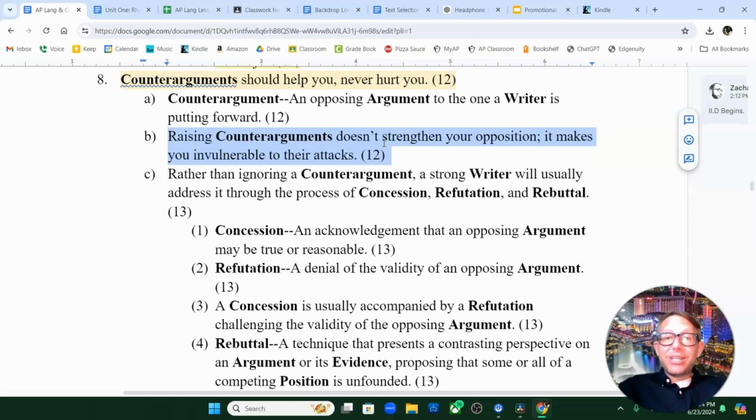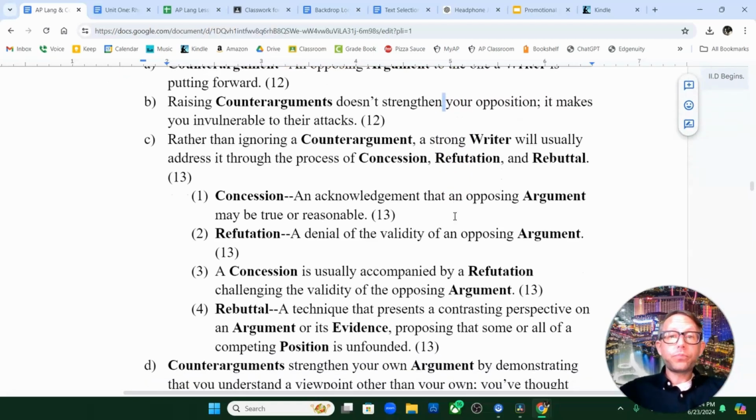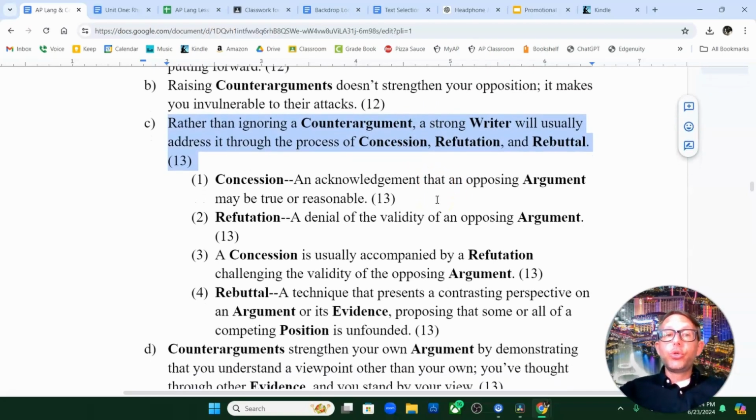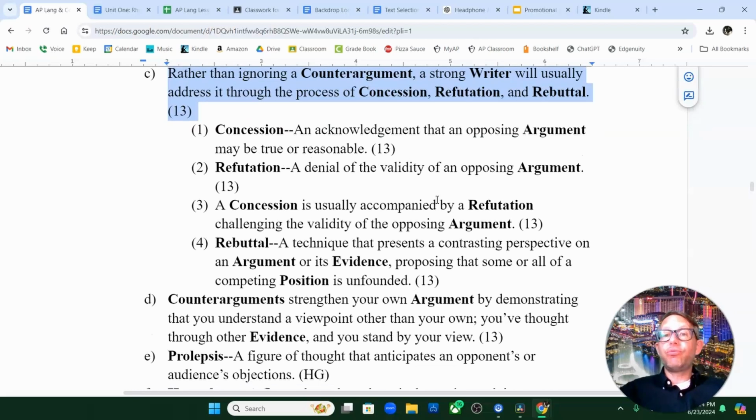And so don't look at it as an opportunity for your opposition to be strengthened. Look at it as an opportunity for you to become invulnerable to that one particular argument that they might make, okay? So rather than ignoring a counterargument, a strong writer will usually address it through the process of concession, refutation, and rebuttal. Those are our three options when it comes to counterargument. And they're all subtly different and should be used under different circumstances for different reasons, and that's what we're going to get into as we talk about those three.